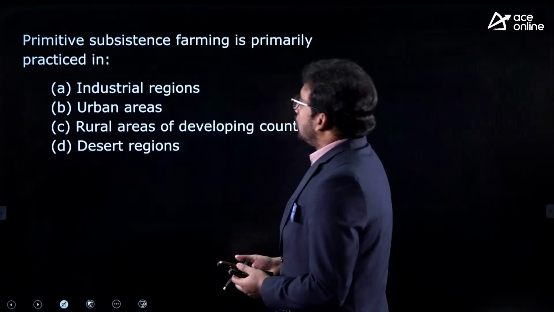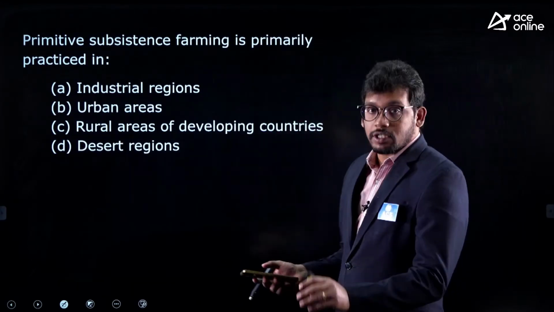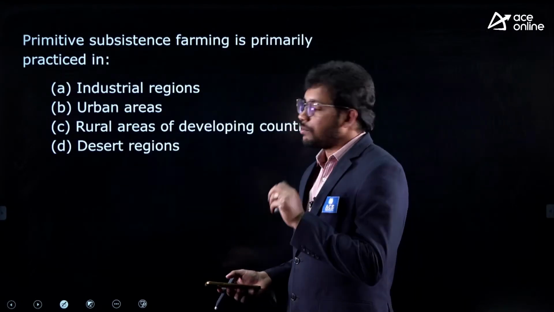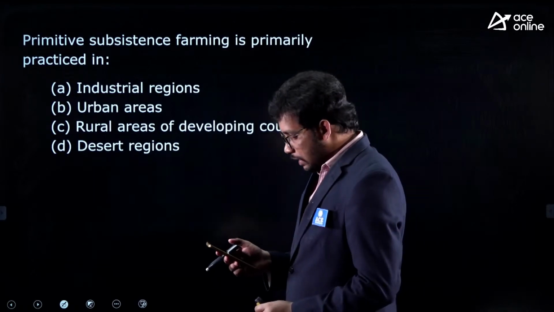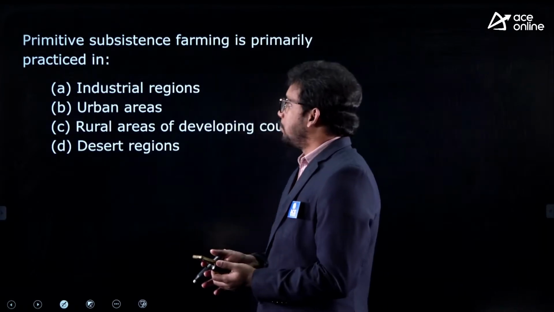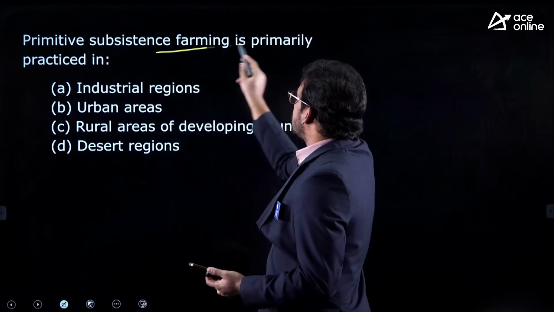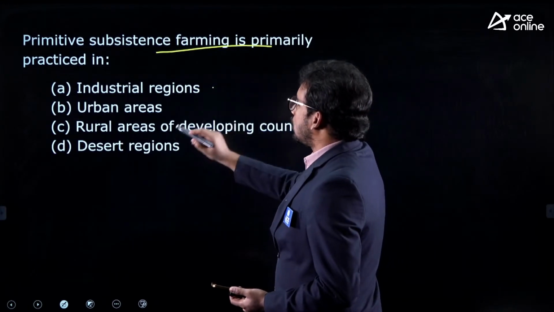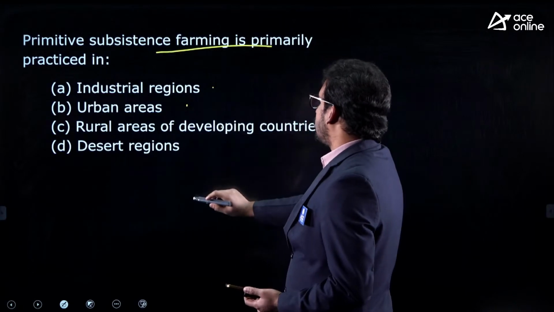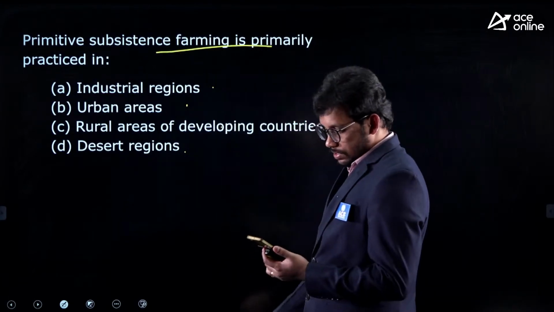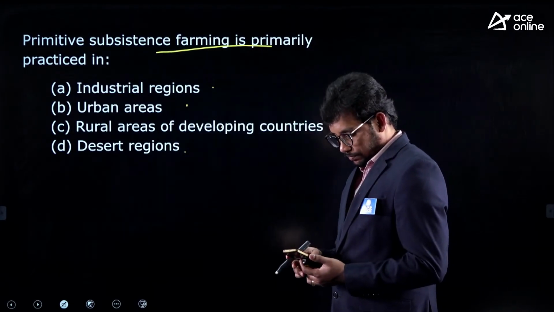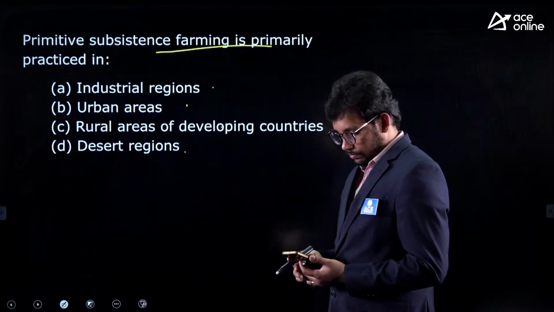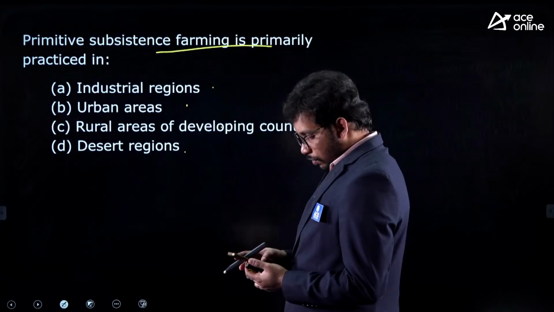Next one, we will move to the next topic. These questions we have not discussed in the previous session. This agriculture topic itself we have not touched. So this becomes important. Some very important agriculture related questions we will see. Primitive subsistence farming is primarily practiced in industrial regions, urban areas, rural areas of developing countries, desert regions. So what is the answer?